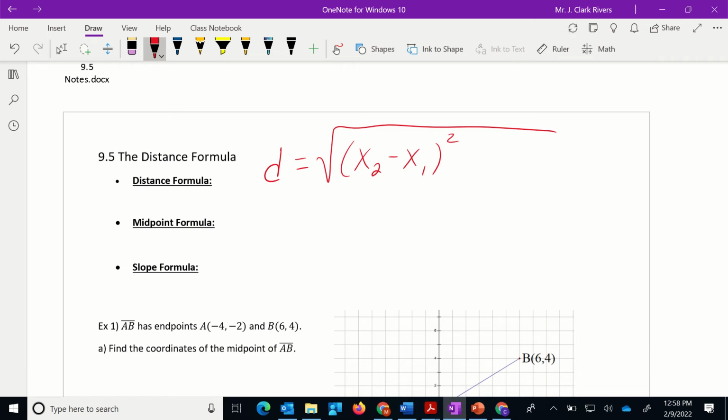Think about 2 squared. 2 times 2 is 4. Think about negative 2 squared. That would be negative 2 times negative 2, also 4. So just find the difference of the x's. We add to that the difference of the y's squared. There you go, and that's the distance formula.